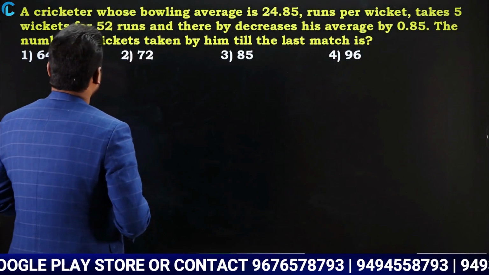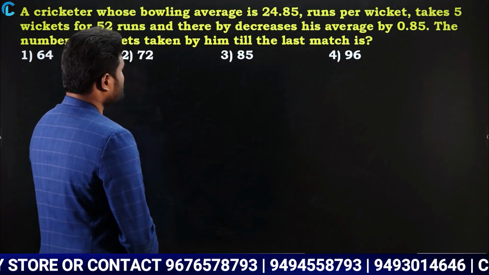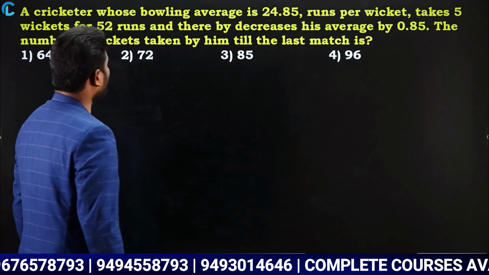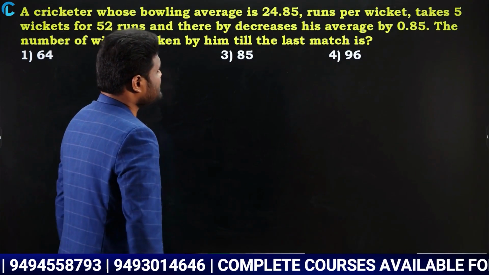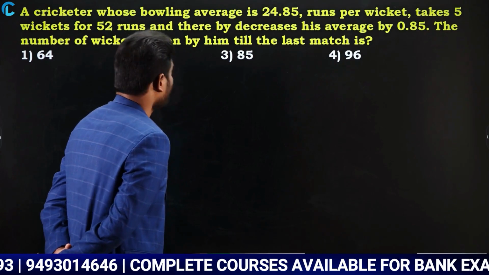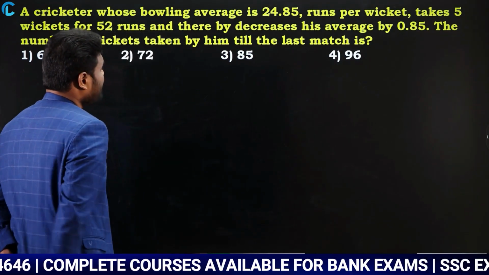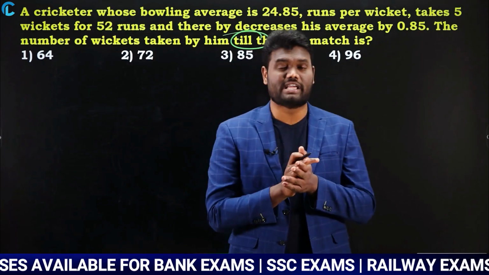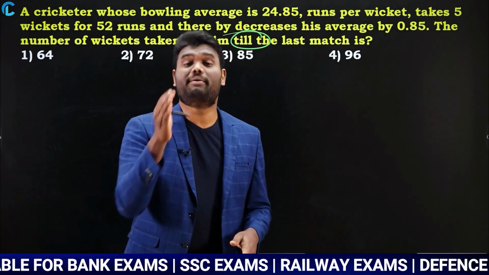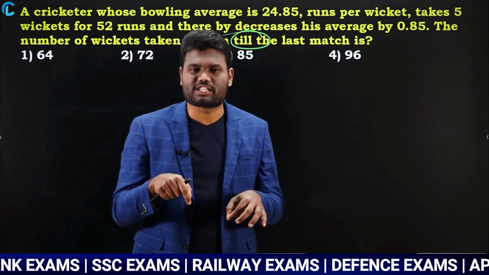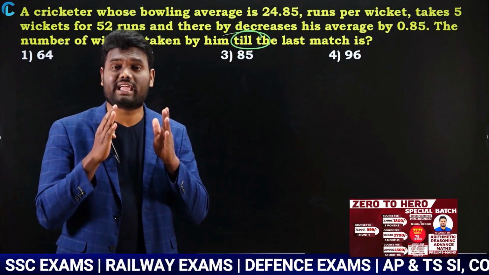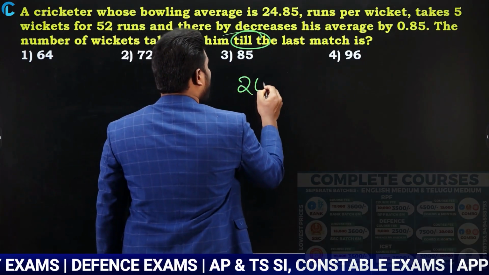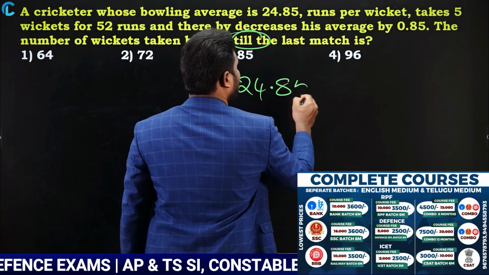In this question, the cricketer whose bowling average is 24.85 runs per wicket takes 5 wickets for 52 runs and thereby decreases his average by 0.85. The number of wickets taken by him till the last match. Now look here, this question is like till the last match. In the previous questions, it was about before the last match. Now it is till the last match, which means whatever wickets were taken till the last match, you need to answer. Okay, look here, initial bowling average is 24.85.